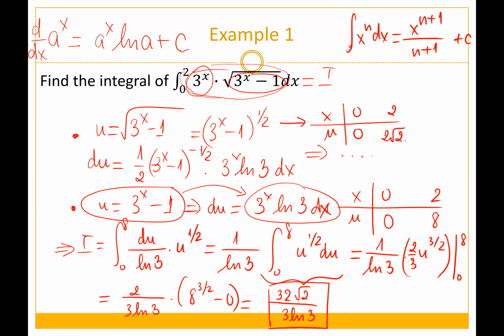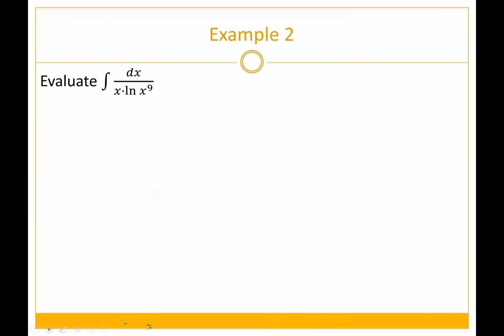That's why I didn't really continue this way. But this one should give you the same answer. It's just going to be a little bit more lengthy and involved with calculations. So now we're going to example 2. Evaluate the integral of dx over x times ln of x to the 9.